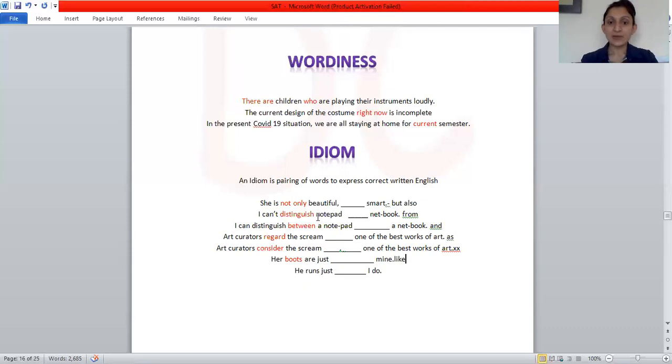He runs. Now I'm talking about action. I'm not talking about noun. He runs just like I do? No. He runs just as I do. So the word just can be used with like as well as. Just like, just as. Both are correct. It depends on if you're using a noun or a verb. That makes the decision of what should you use after just.